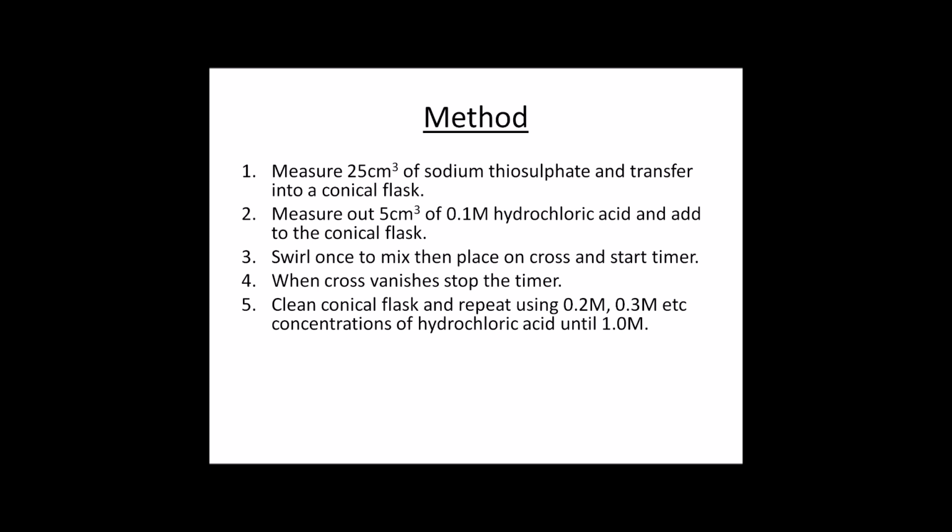Then clean the conical flask and repeat using 0.2, 0.3, etc. concentrations of hydrochloric acid until you reach 1 molar. So that's talking about our range of results. We're going to do 10 results here, and we're going to go up in 0.1 each time. Nice logical steps.